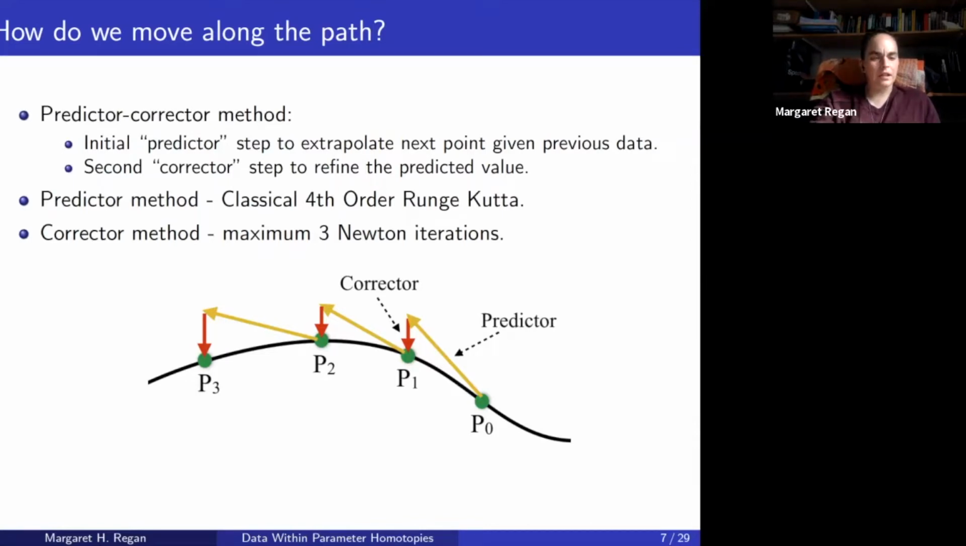That is in our software Bertini. I think that is the default that is used. And then for our corrector method, we use a maximum of 3 Newton iterations to just refine that. Because generally, as long as you have a stable polynomial system, 3 Newton iterations is plenty to be able to correct back to your path.